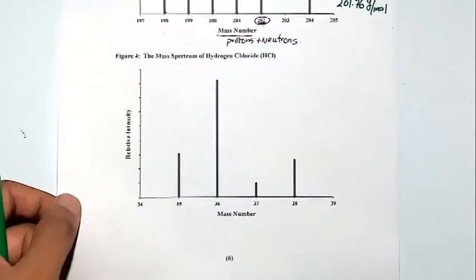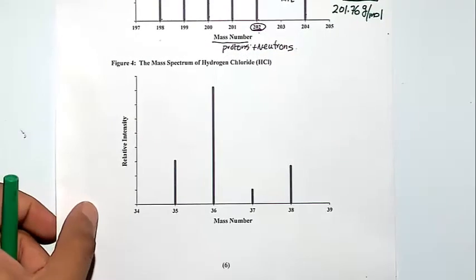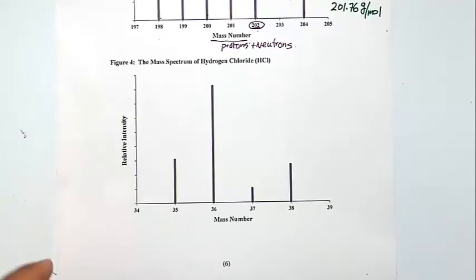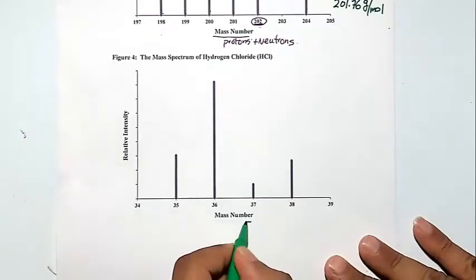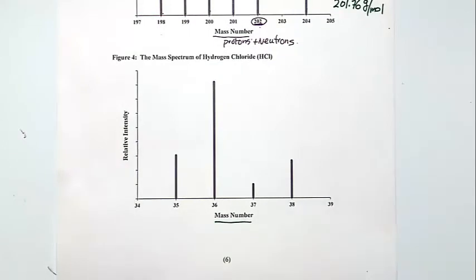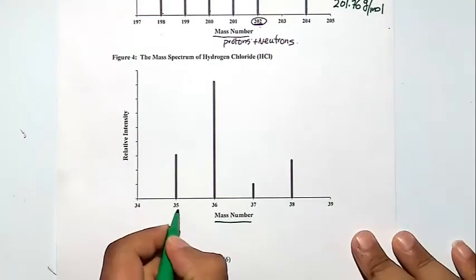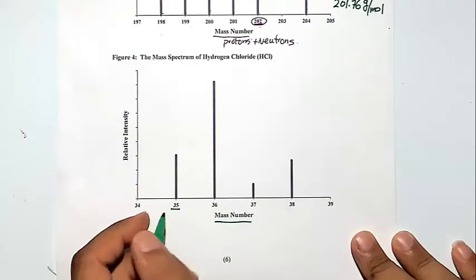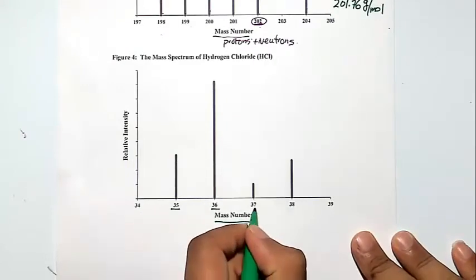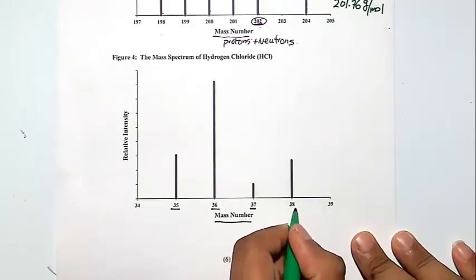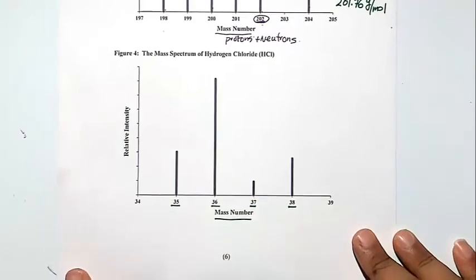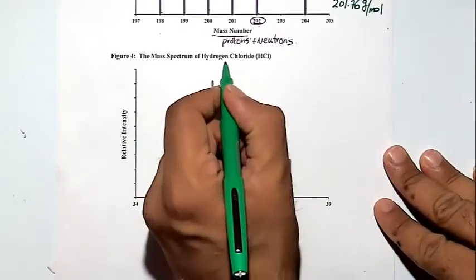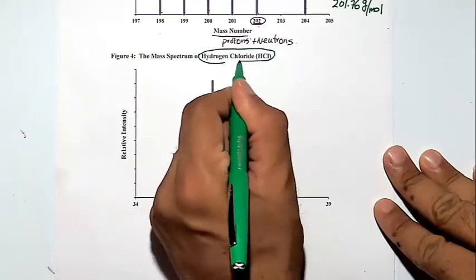Such as HCl. You're going to have to identify the peaks of HCl. Look at your mass number. Mass number is protons plus neutrons. So this is 35 protons plus neutrons. This is 36 protons plus neutrons. This is 37 protons plus neutrons. This is 38 protons plus neutrons. What is your sample? Your sample is HCl.